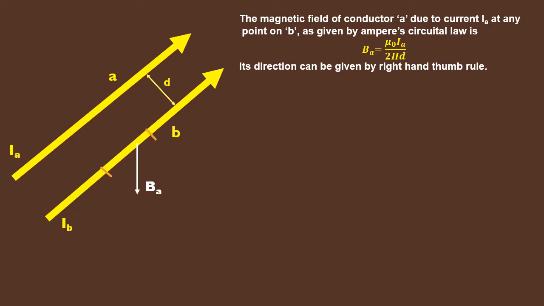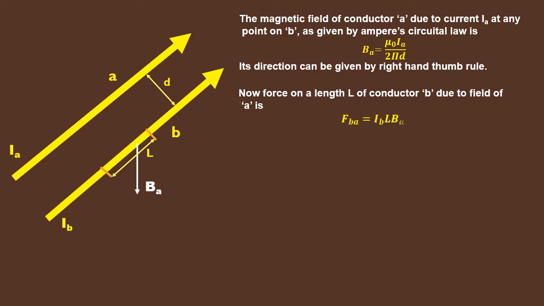Now we take a small portion or some part of the conductor A having a length capital L. So we wish to determine the force on this length L of the conductor due to the magnetic field BA, which we have already derived. So this force is given by ILB sine theta. Since we are familiar with force on a current carrying conductor placed in a magnetic field, it is given by ILB sine theta.